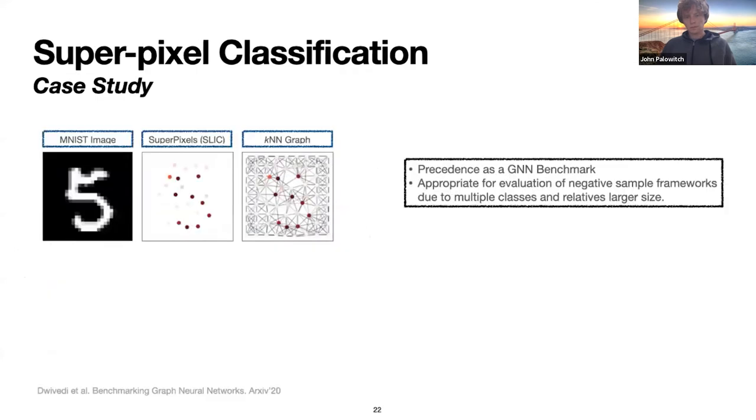Our second case study focuses on superpixel classification, which has precedence as a GNN benchmark. Specifically, this task takes MNIST images, converts them into superpixels using SLIC, and then creates a KNN graph, and then we perform classification amongst those graphs. This has precedence as a benchmark in GNNs and is also appropriate for the evaluation of negative sample frameworks due to multiple classes and relatively larger data set size.